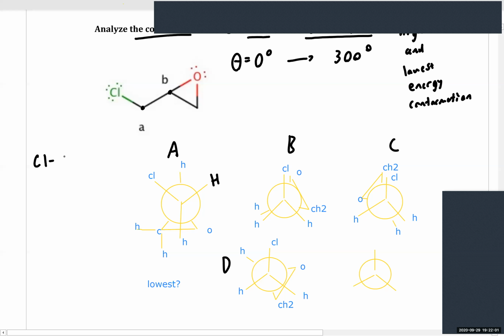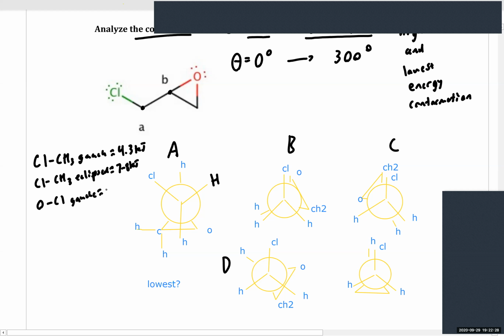And just for note, a chlorine methyl gauche interaction is around 4.3 kilojoules, and a chlorine methyl eclipsed is around 7 to 8 kilojoules. An oxygen chlorine gauche interaction is around 1 kilojoule. And an oxygen chlorine eclipsed interaction is around 2 to 3 kilojoules.